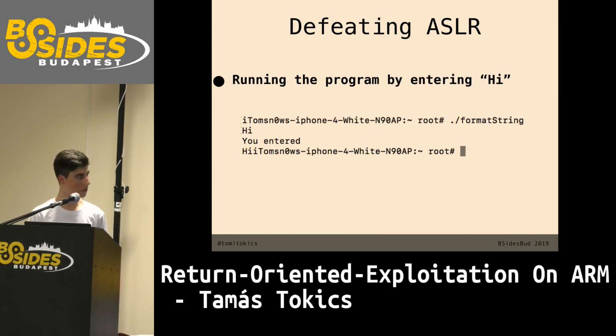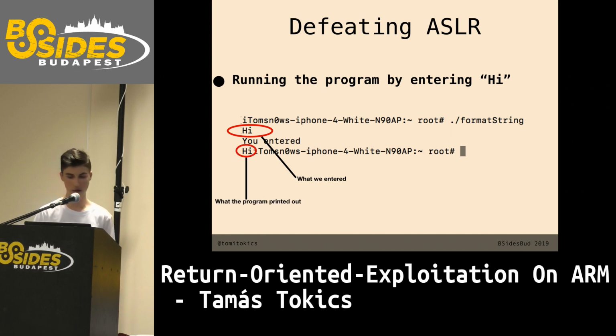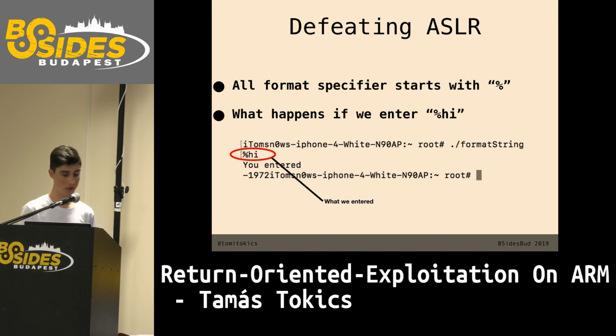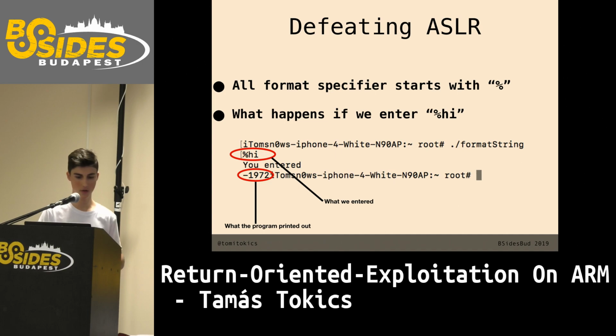Now, testing this out on our binary, we see what we entered. We entered hi, and here's what the program printed out for us. It's basically simply hi. Now, all format specifiers start with a percent sign. So what happens if you enter %h? Here's what we entered, and here's what the program printed out for us, some garbage output, because it treated the %h as a format specifier.